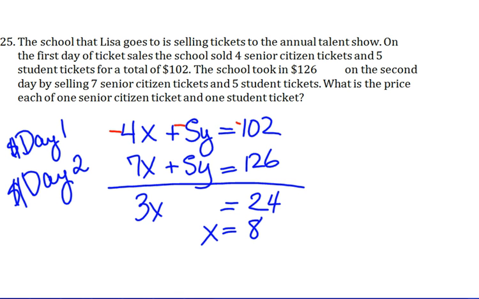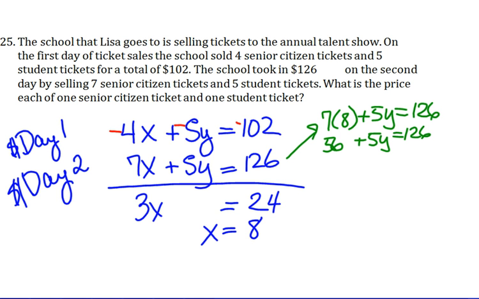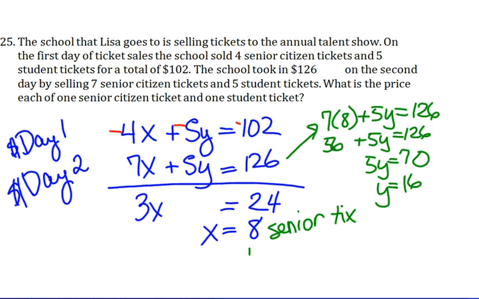Well, if x equals 8, it doesn't matter which equation, here I'm going to go to this one. There were 7 times the number of senior citizen tickets, 7 times 8, plus 5 times y equaled 126. All right, 7 times 8 is 56. 5y equals 126 minus 56 is 70, and dividing both sides by 5, y is 14. All right, so now we know there were 8 senior tickets and 16 student tickets.